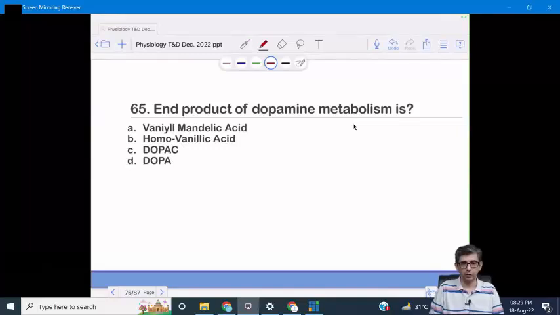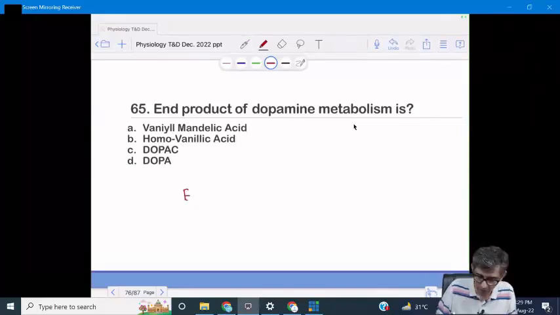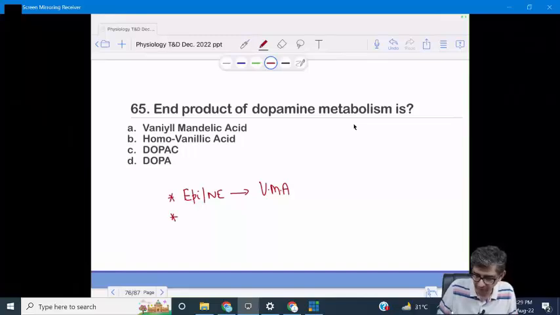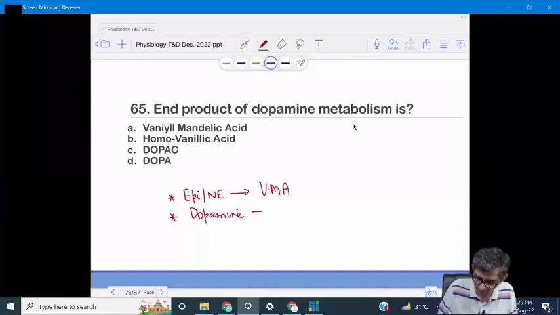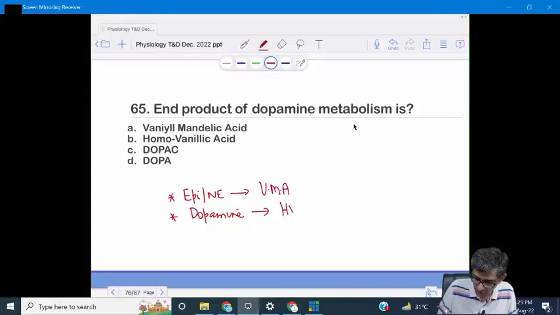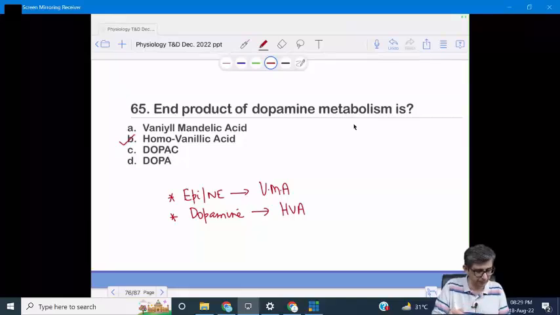Coming to 65, what is the end product of dopamine metabolism? The breakdown of epinephrine and norepinephrine forms vanillylmandelic acid, which is a favorite question of your examiner with respect to pheochromocytoma. And the end product of dopamine metabolism is HVA, that is homovanillic acid. The correct answer for question number 65 will be option number B.